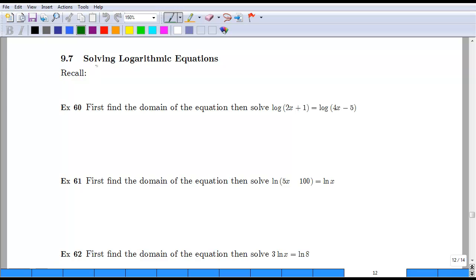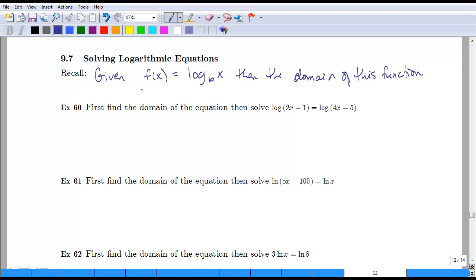So in this case, the one thing that we need to recall is that given f of x is equal to log base b of x, then the domain of this function is x is greater than 0. And again, we cannot plug 0 in for this. So let's look at our first example.